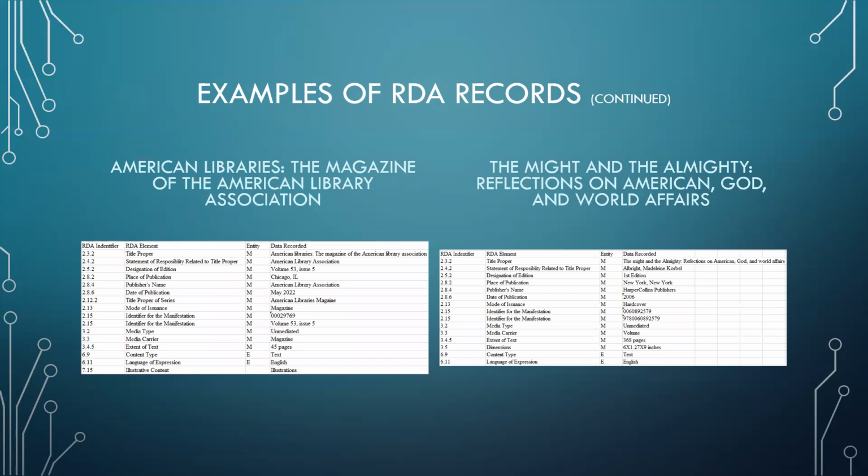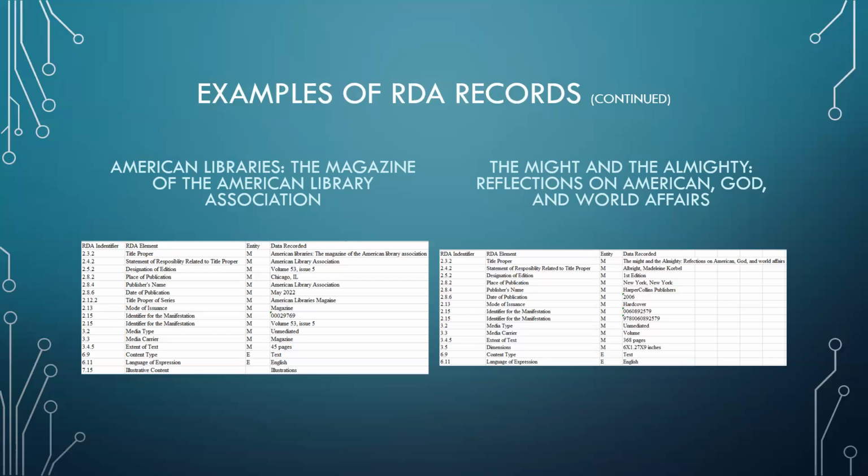The next set of records, the next one is a magazine. It's from the American Library Association. It's their monthly magazine called American Libraries. I listed out its designation of edition. I put the volume number, so it's volume 53, issue 5. I put its designation number for the magazine. The magazine is 45 pages. Yes, there are illustrations. It was published in May of 2022.